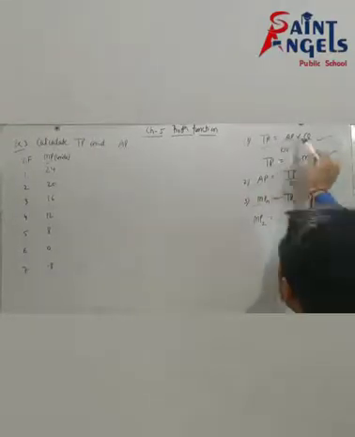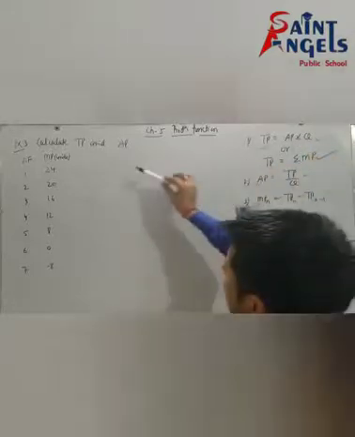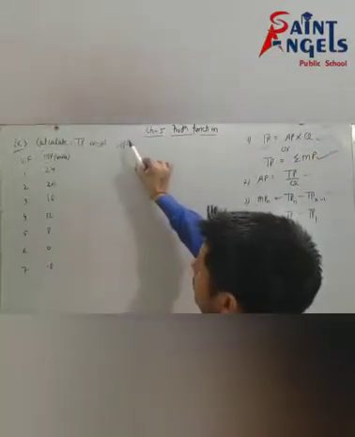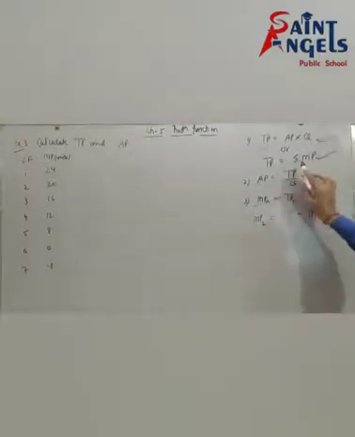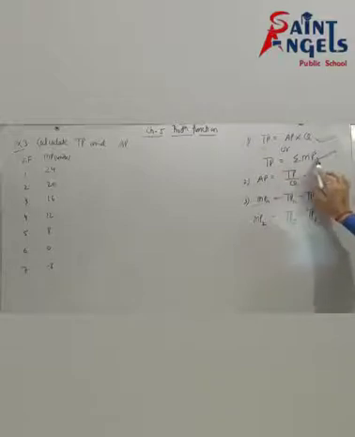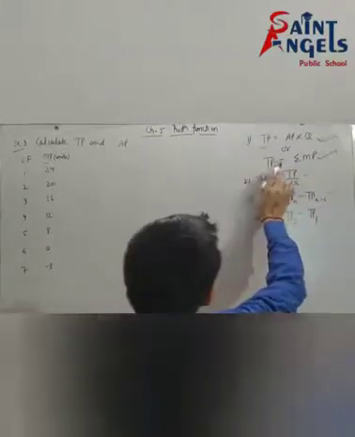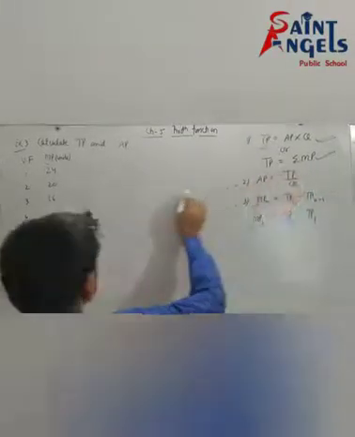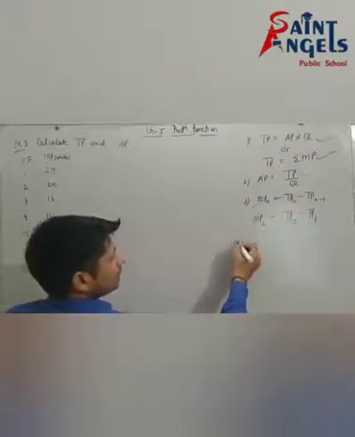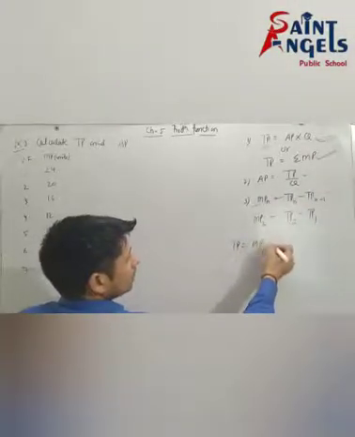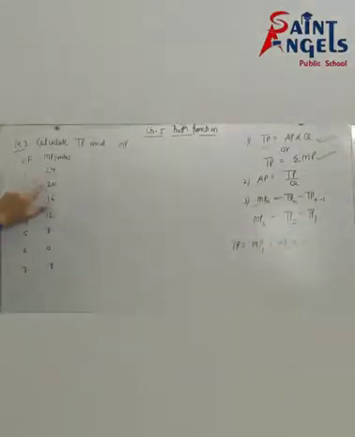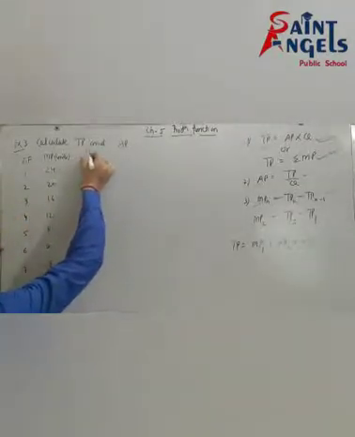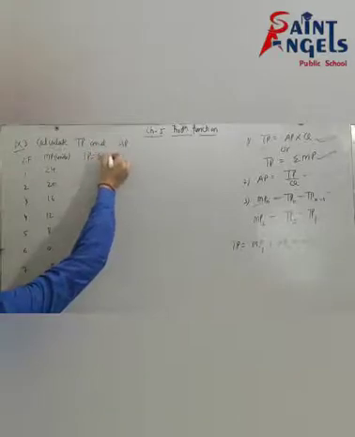We will not use this formula because we have to calculate value of AP also. First of all, we will find TP with the help of this formula. Now TP is equal to summation of MP, now you can write it. TP is equal to MP1, MP2, MP3. See, this is MP1, this is MP2, this is MP3, this is MP4. So find TP. TP is equal to sigma MP.